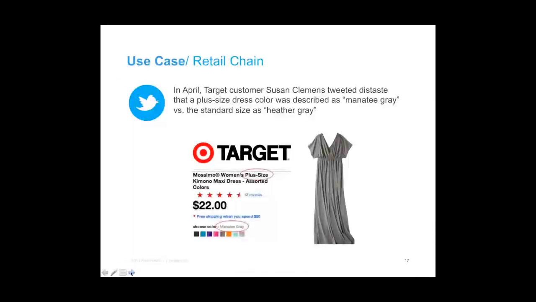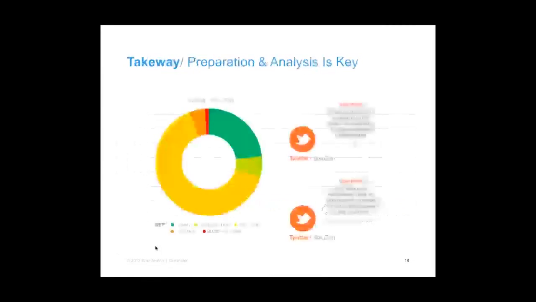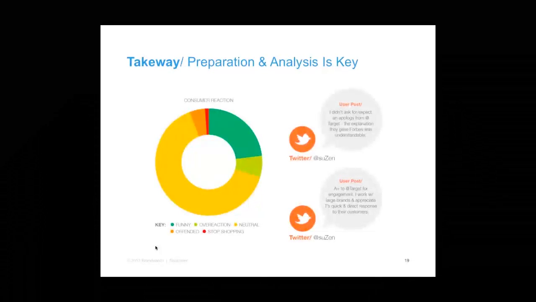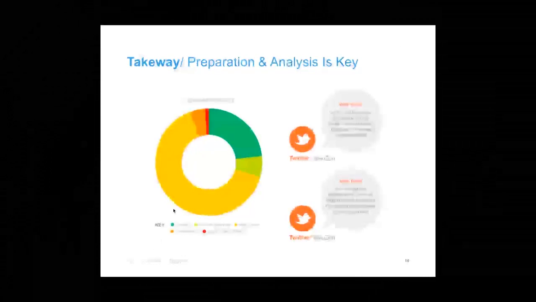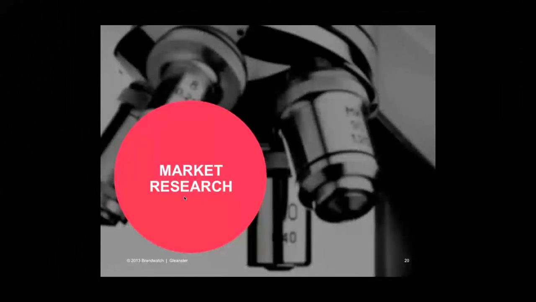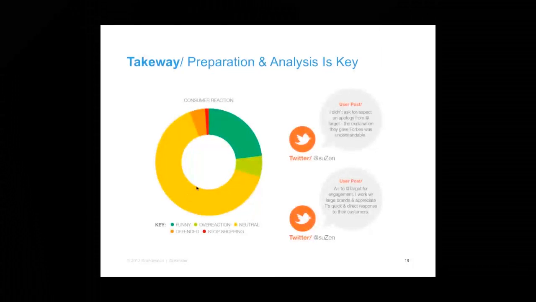So in this case, being prepared and tracking and understanding when you see spikes in velocity is a key area of being able to then turn around and manage what's happening. And in this case, based on that analysis, we were able to see that not just the volume and the spike and the velocity were key, but also understanding how the consumer reaction was, how people were perceiving what was being shared. And by doing that, it was easy to see that most of the conversation was really around just sharing the news and was fairly neutral in tone.